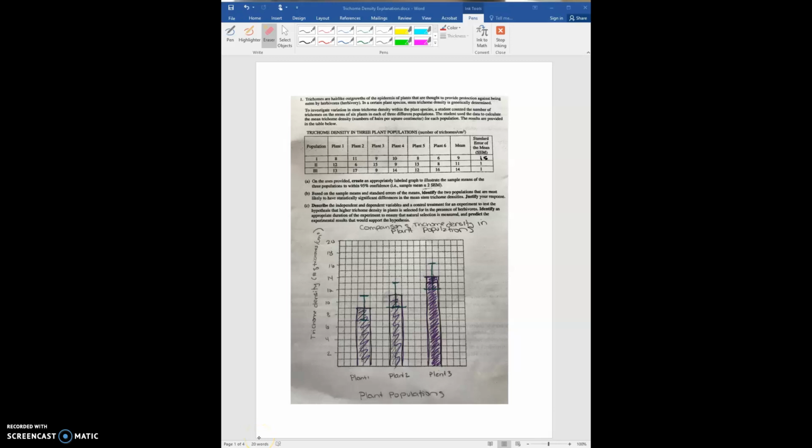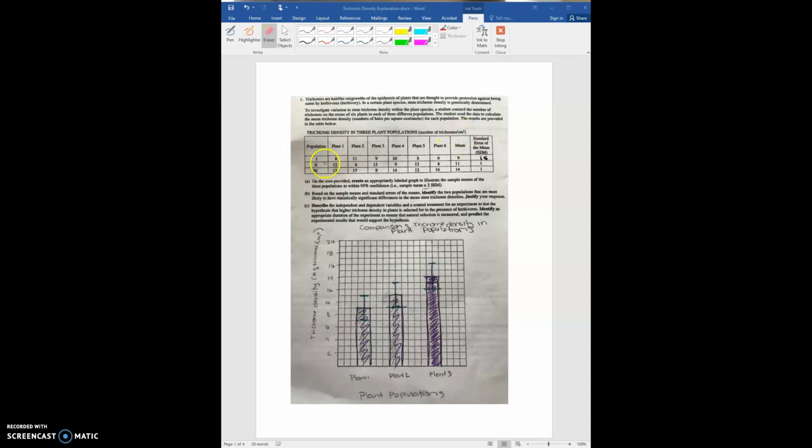Hey guys, I wanted to talk to you about the last FRQ that we took. If you remember correctly, it talked about trichomes, which are hair-like structures on plants that are thought to provide protection from the plant being eaten. There were three populations, three different outgrowths of plants, and there were 6 plants in each population that were measured. They counted the number of trichomes per centimeter squared.